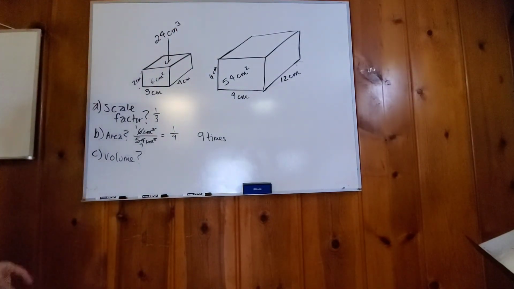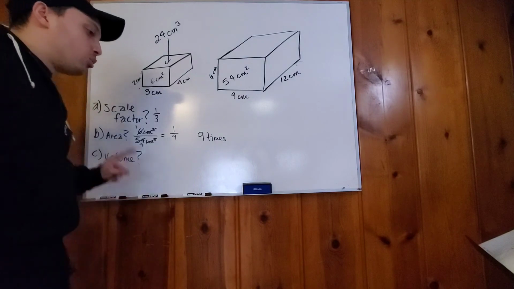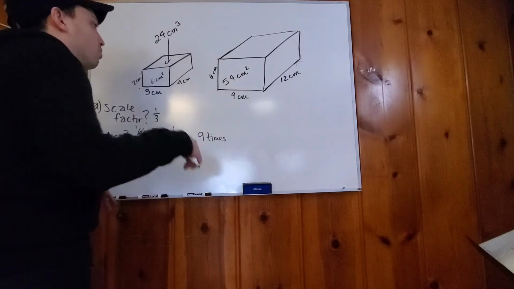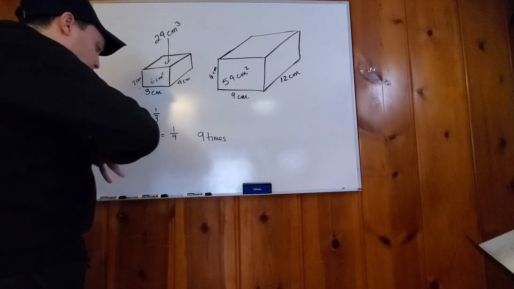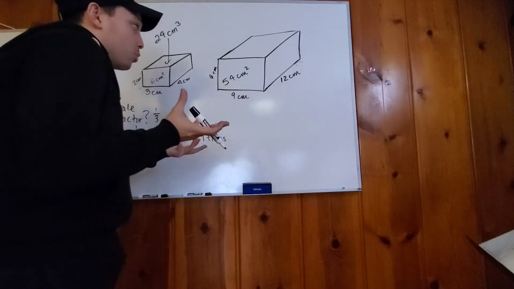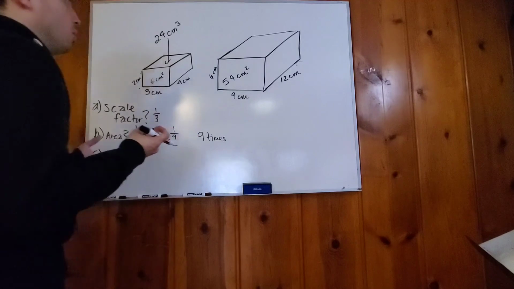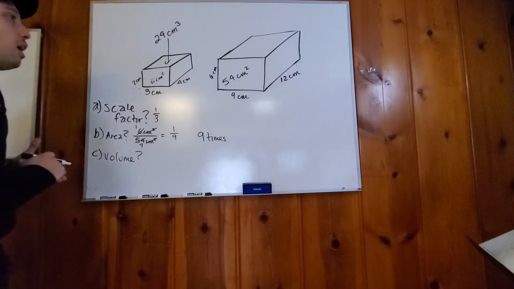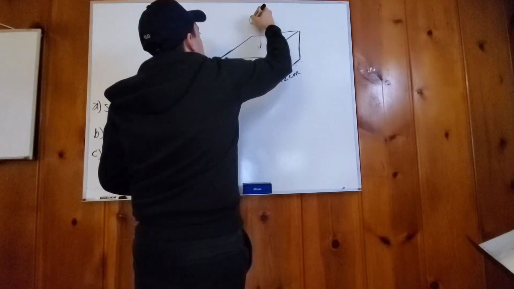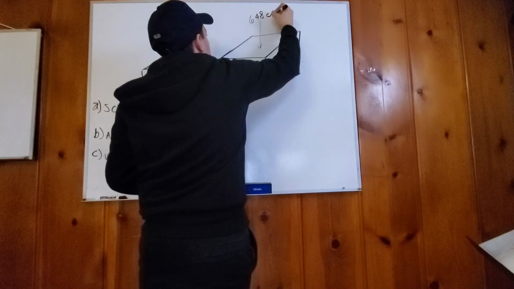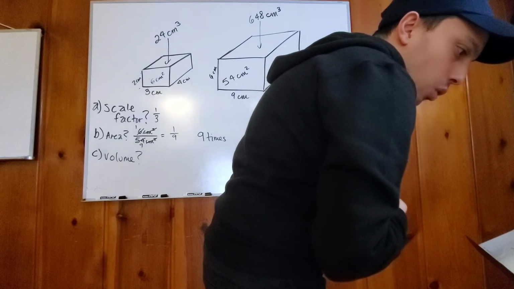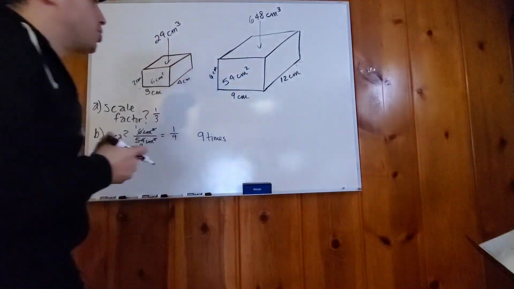I could do it this way. What is 5 times 12? 5 times 12 is 60. And then 10 times 12 is 120. But I could just multiply 50 times 12. 50 times 12 is 600. And 4 times 12 is 48. So this one right here is going to be 648 centimeters cubed. So that's what you should know that it is, 648 centimeters cubed.